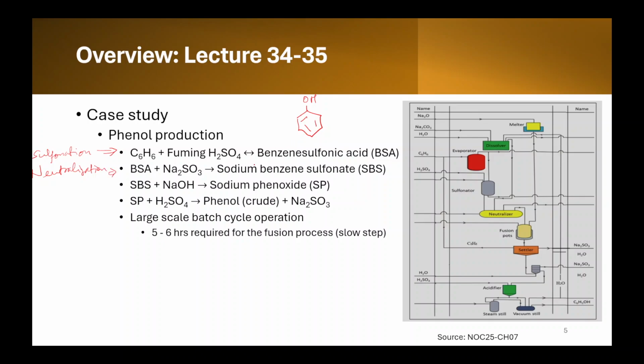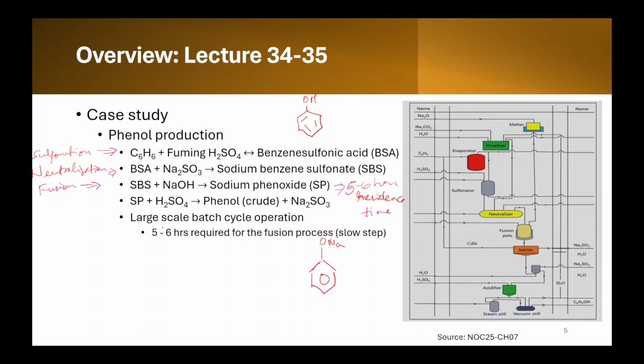Now this sodium benzene sulfonate, or SBS, is reacted, or fused, with sodium hydroxide to give us sodium phenoxide. This step is called fusion, and it takes quite a long time, with 5 to 6 hours residence time. So we get sodium phenoxide, whose structure has ONa.